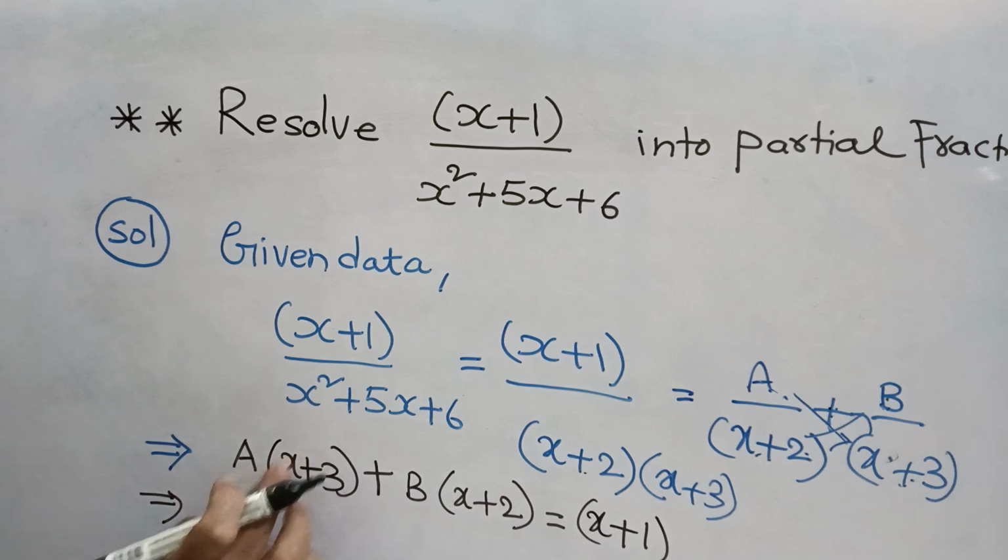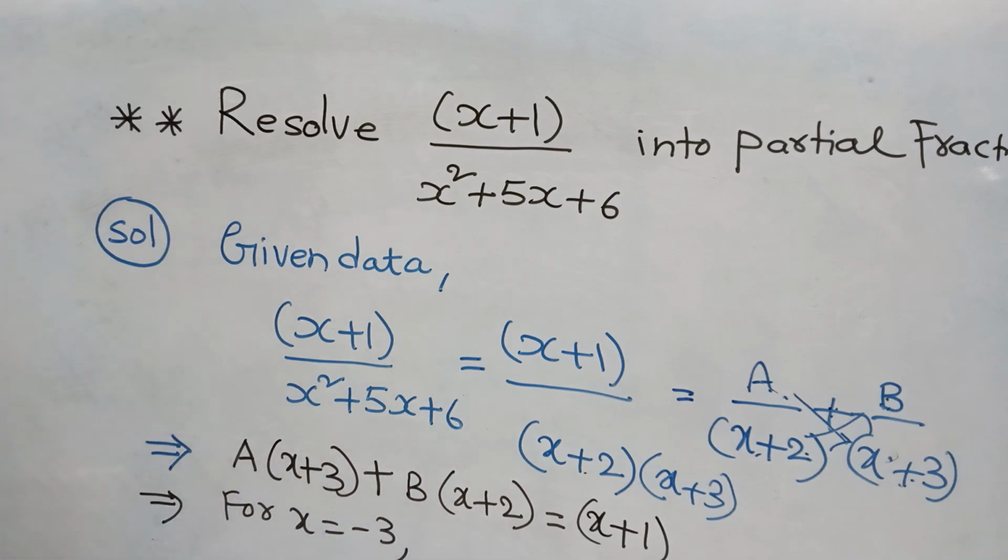So, when will it become 0? If you take the x value as minus 3, therefore for x equal to minus 3, then what you will get? Substitute x equal to minus 3 in the total expression. Then what you will get? a into minus 3 plus 3 plus b into, what is x? It is minus 3 plus 2, is equal to minus 3 plus 1. Am I correct?